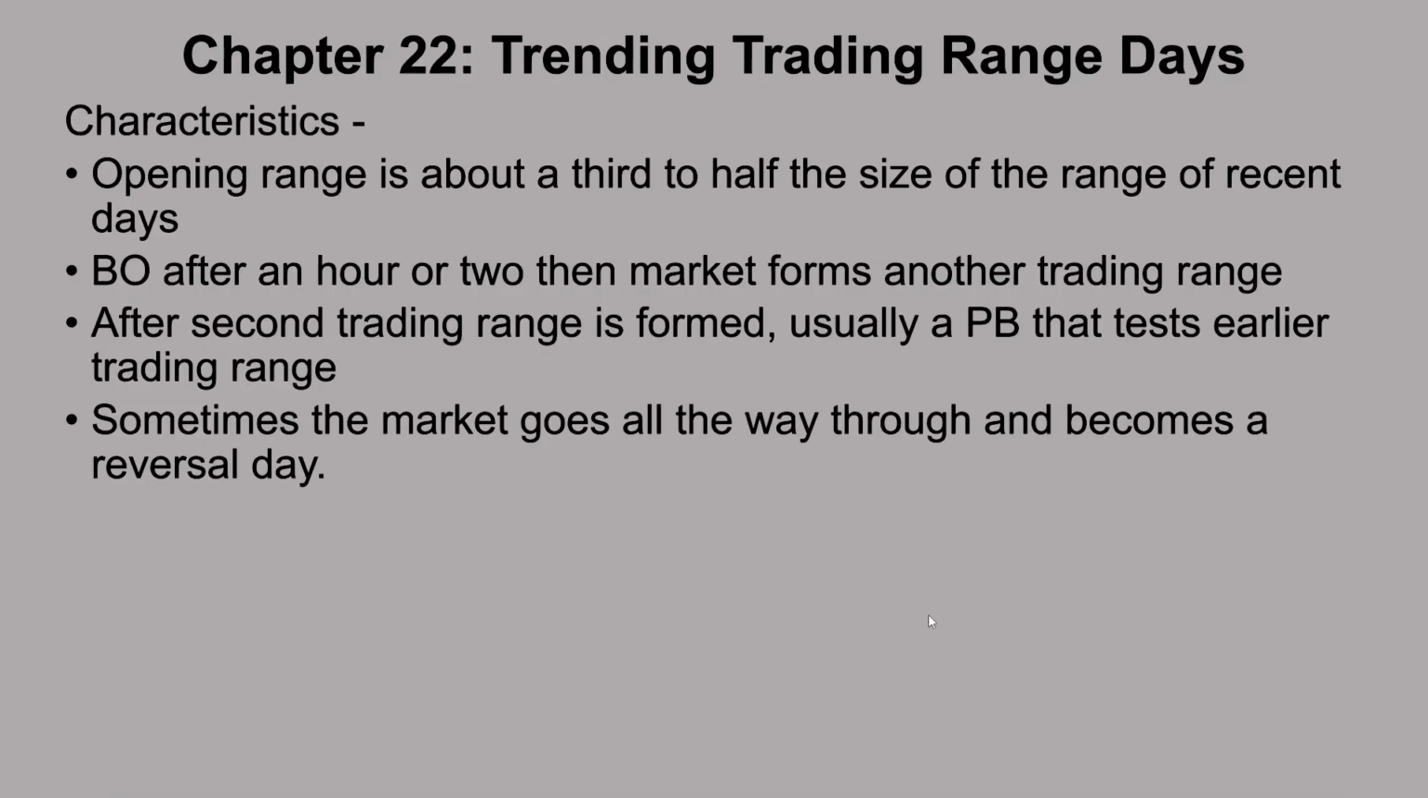So chapter 22 is about trending trading range days. Oftentimes, you'll get these when the opening range is very small. So typically, at least for this past week, the opening range has been around 15 points in ES. So if you get about half of that, like 8 or 7 points, maybe a little bit less, then you can kind of expect a trending trading range day. You'll usually get a breakout within the first hour, and then the market immediately forms another trading range, within about 30 minutes.